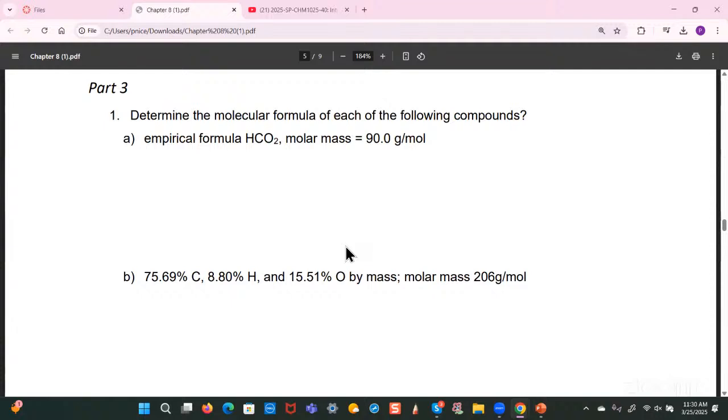In the case of A, they gave us the empirical formula and they gave us the molar mass. All right, so I want to hear what you guys have to say, especially you guys out there in Zoom. I want you to chime in. What would be the first step in this process? They gave you the molar mass, and they gave you the empirical formula in this case. So what would be the first step in this process?